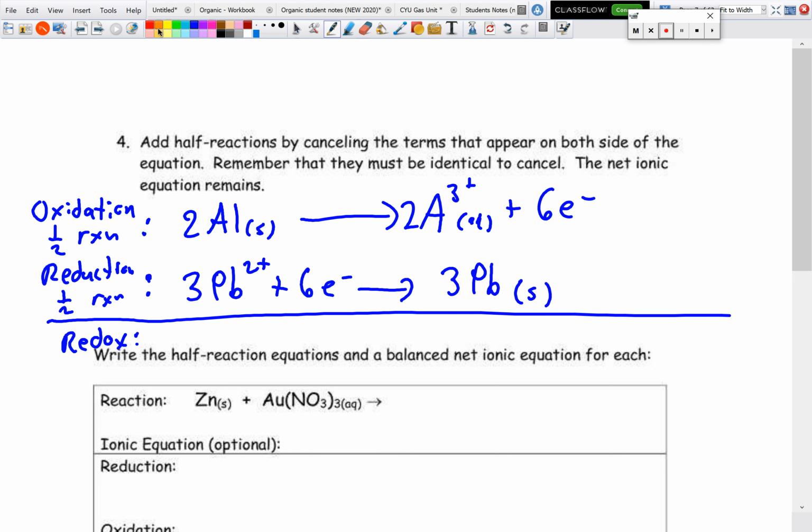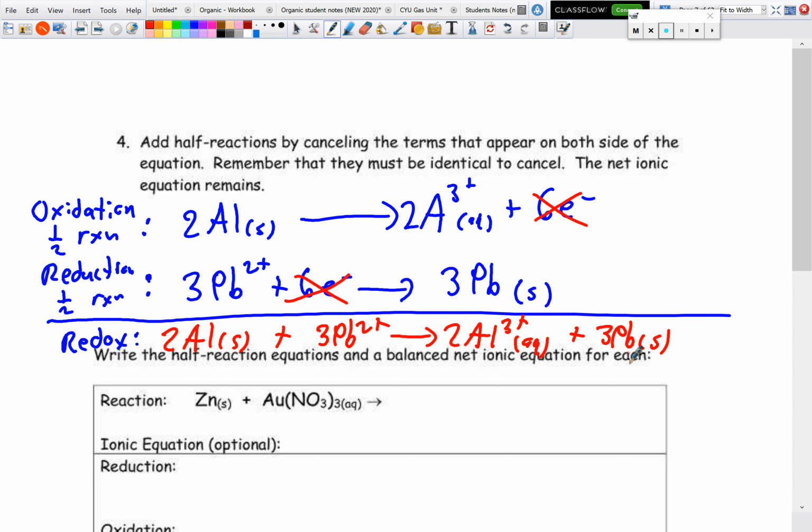So once again, it's very similar to Hess's law, in that we need to look at anything that can cancel out. In this case, we have 6 electrons on our product side in our oxidation half reaction. They're going to cancel out with the 6 electrons in our reduction half reaction, and those are the only things that can cancel out. So our redox is 2 aluminum solid plus 3 Pb2 plus, producing 2 aluminum 3 plus aqueous, just remember because they're ions, and then plus our 3 lead solid. And of course, if we look at this, it is going to be balanced by both mass and charge.